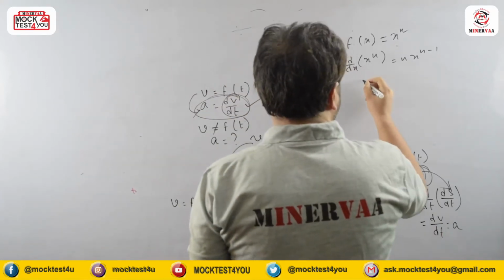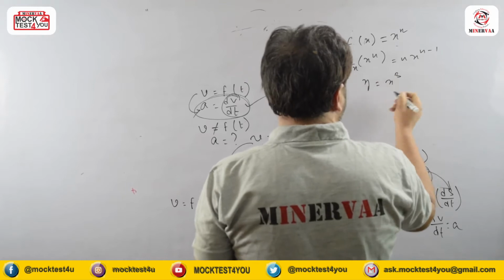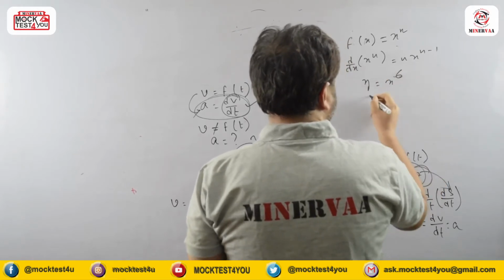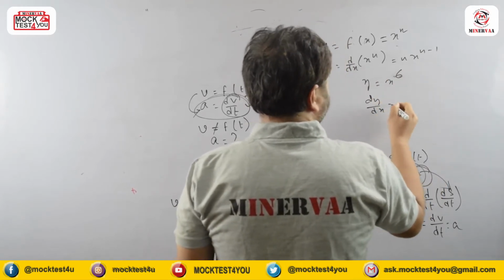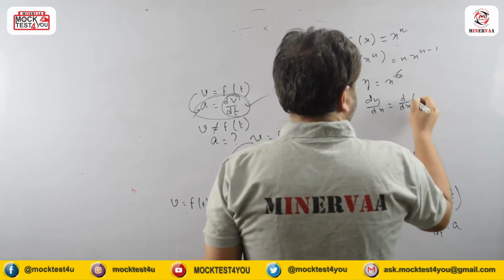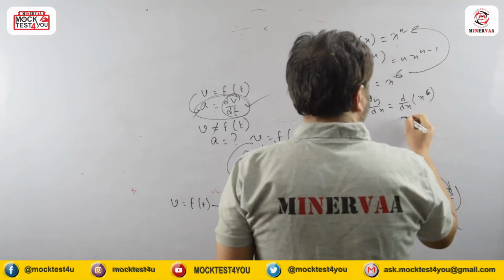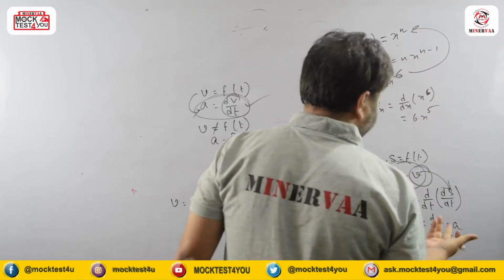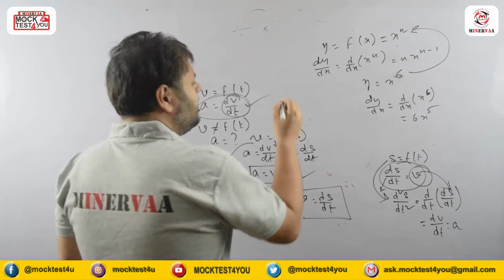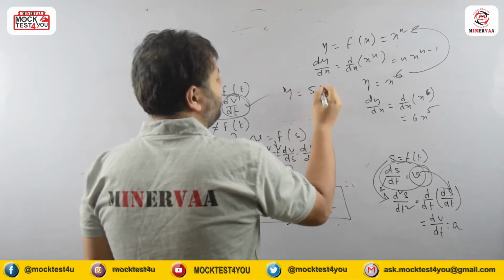Now let's take an example. Suppose y is x cube, or let's take x to the power 6. Then obviously dy/dx will be d/dx of x to the power 6, where 6 is taken as n. So it is 6x to the power 5. Simple as that differentiation.